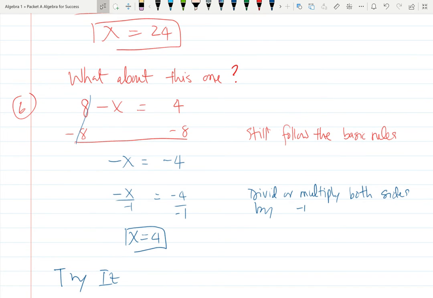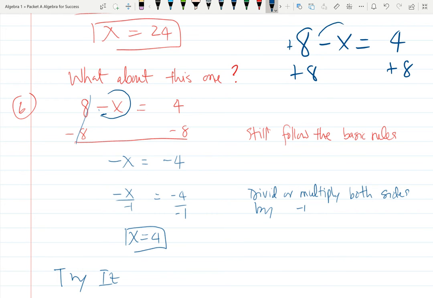We still have to follow the basic rules, but here let me warn you. Okay, this negative here is part of the x, not the 8. So 8 minus x equals 4. I will see students thinking that they will do plus 8 to get rid of this negative number. Plus 8. Wrong. Okay, this is positive 8 minus x. So the negative sign is part of the x.